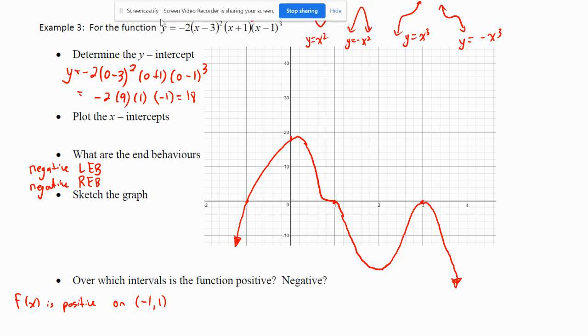Okay, now figuring out where this function is going to be negative is from here to here and then from here. So f of x is negative on 1 to 3 unioned with 3 to infinity. Now, why am I not including 3 here? Well, the function is equal to 0 at x equals 3, and 0 is neither positive nor negative, so we're not going to include it in these intervals over here. So from 1 to 3, it's negative, and then from 3 to infinity again.